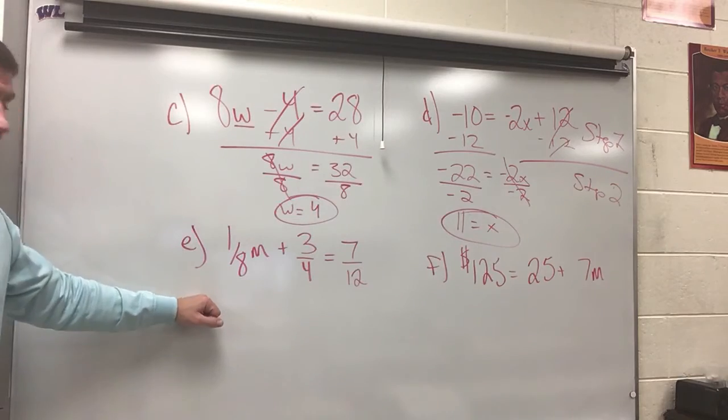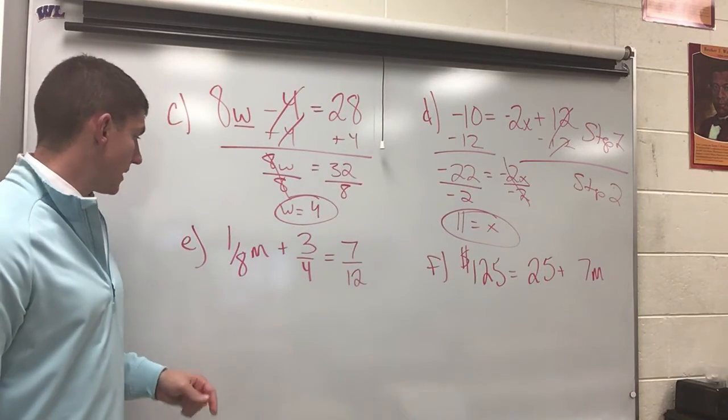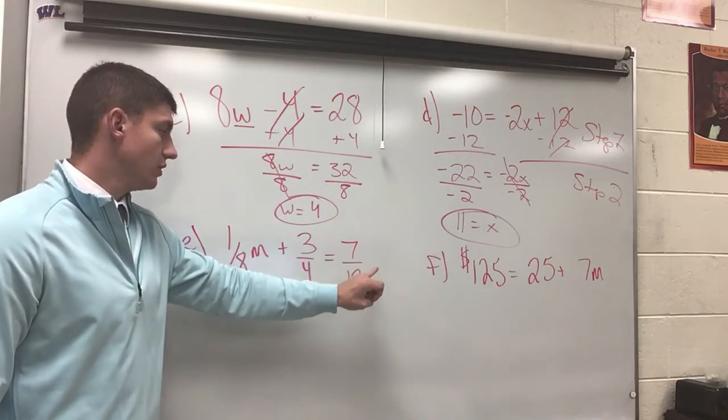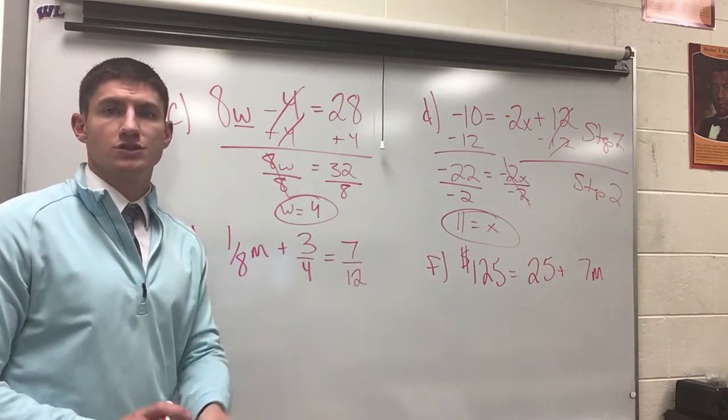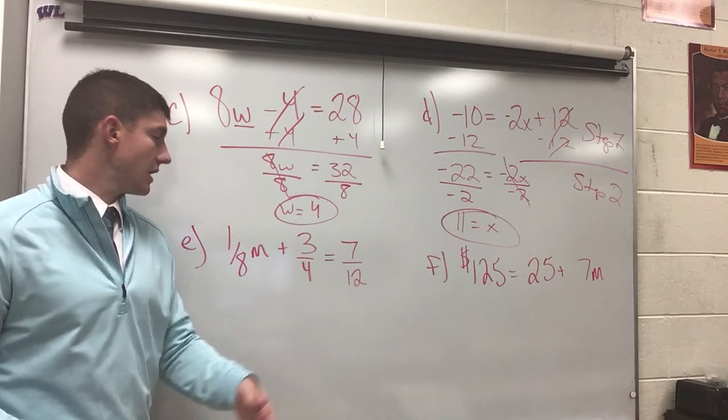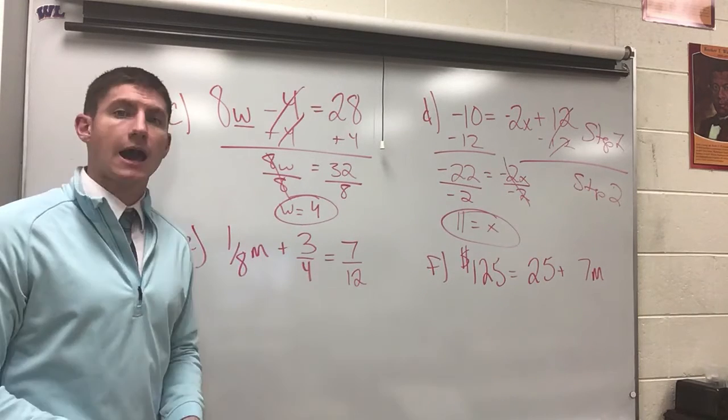Letter E. Now I have fractions. This was from example 3. 1/8 m plus 3/4 equals 7/12. Same set of rules in terms of doing in the reverse order my inverse operations. But now with fractions, I have to make sure that when I'm adding and subtracting, I've got a common denominator.